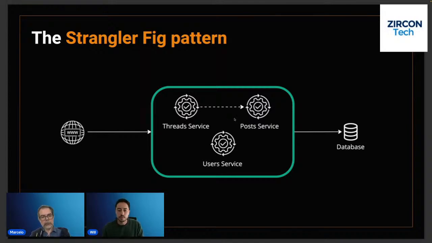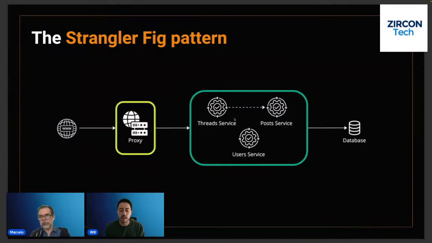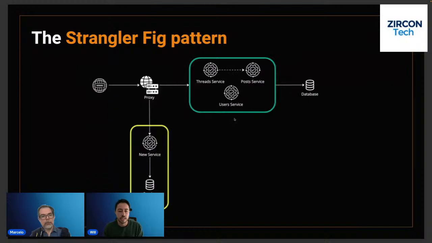So the first thing we do, according to the pattern, is to add a proxy component. And this proxy is what will allow us to route traffic between the monolith and the microservices. Initially, all the proxy does is redirect everything into the monolith, right? But we can also take another small step where we add a new microservice that, let's think of it as a new functionality, so it was not part of the monolith. We simply add it to the proxy, and everything else remains the same.